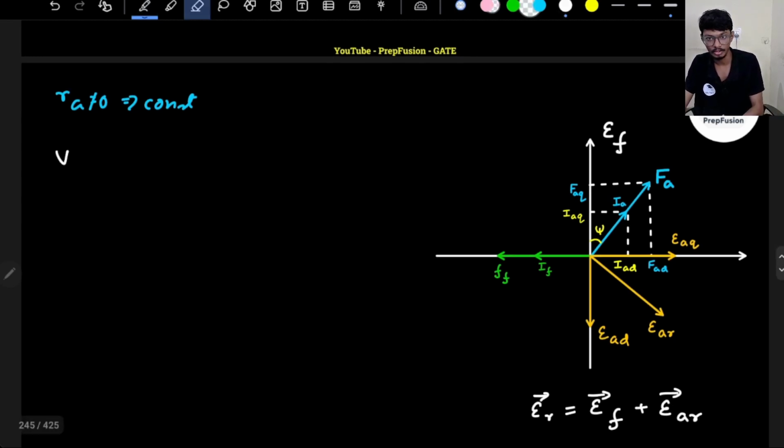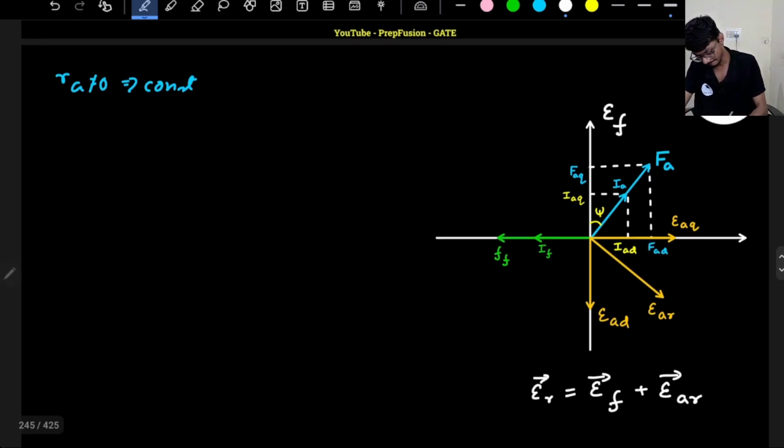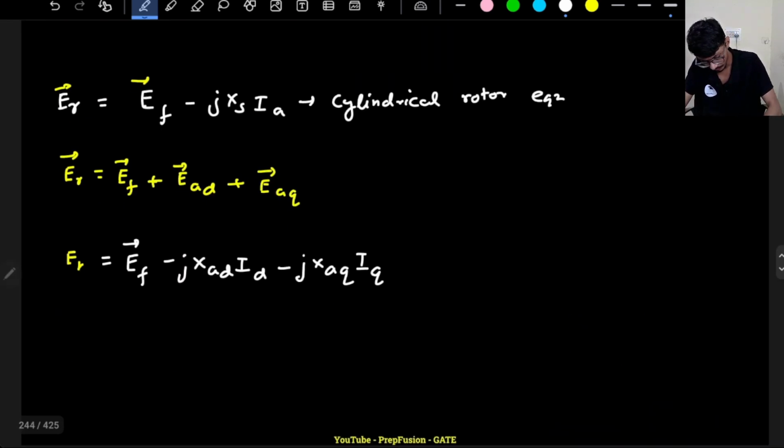Your Vt. Now I am writing Vt, I am not writing EF, I am directly writing Vt. If you remember the phasor diagram, it was somewhat like this. If I draw the phasor diagram over here, here I had EF, then I had a variable reactance that was basically XAR.